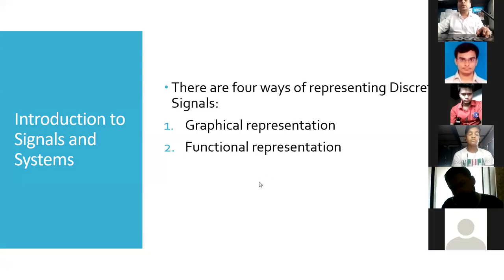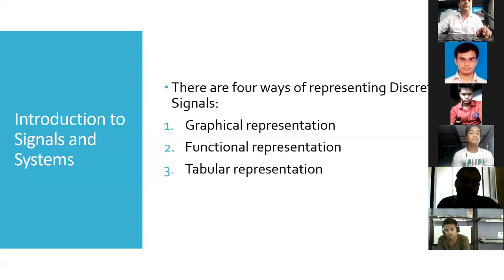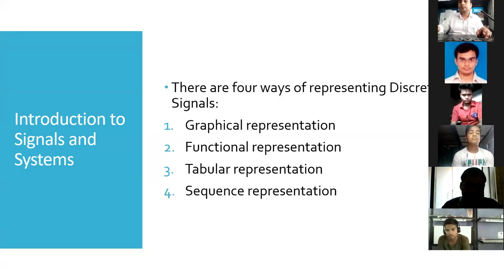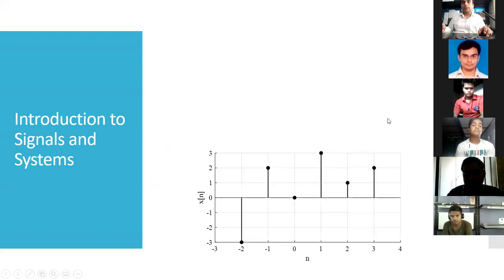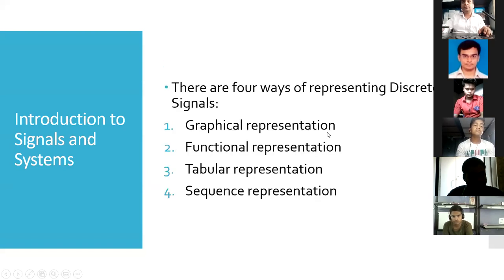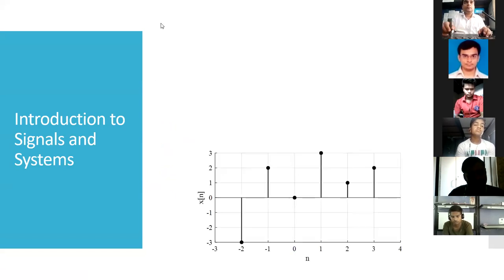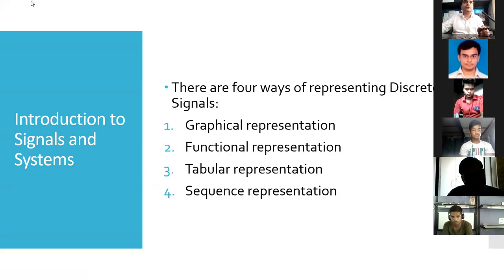Okay. So here we have a functional representation. Then we have a tabular representation. Okay. We will see all of them one by one. And we also have a sequence representation. Fine. Now out of this, the graphical representation, sorry, just a minute. The graphical representation is something wrong. Fine.